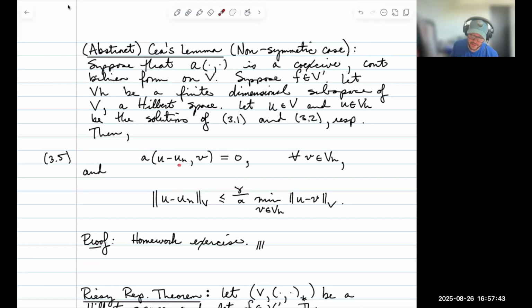A(U minus UH, V) is equal to 0 for the test function V. So this is like the fundamental Galerkin orthogonality that we had before. Except that it's no longer an orthogonality because this A is not going to be an inner product anymore, since A is not even a symmetric object, so it can't be an inner product. All inner products are symmetric. But it's like the fundamental Galerkin orthogonality, and it's just as important.